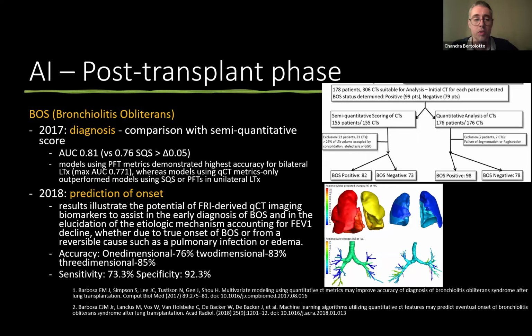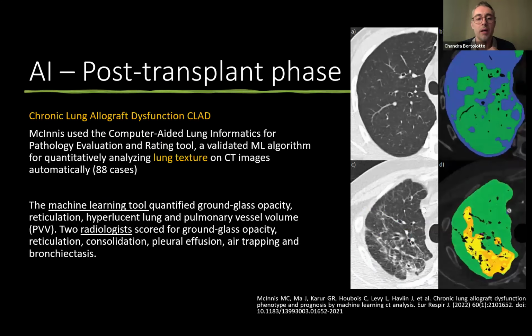So pretty interestingly and also effectively, they move to prediction of onset. They move from diagnosis to early diagnosis, which is more interesting because from a radiological perspective, we have very few tools to predict BOS development before time.